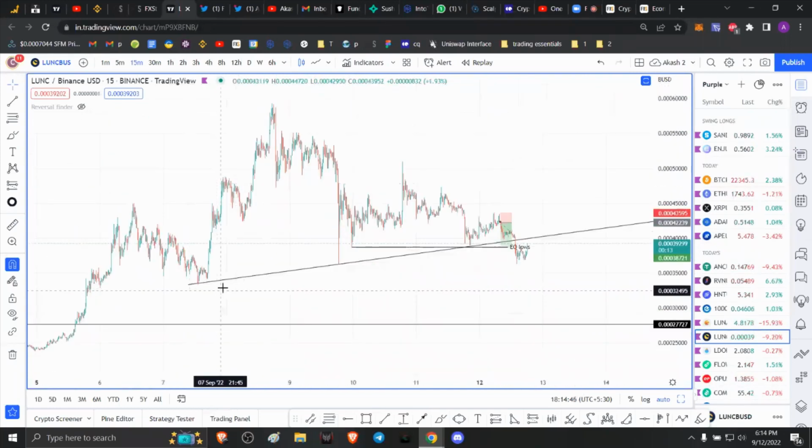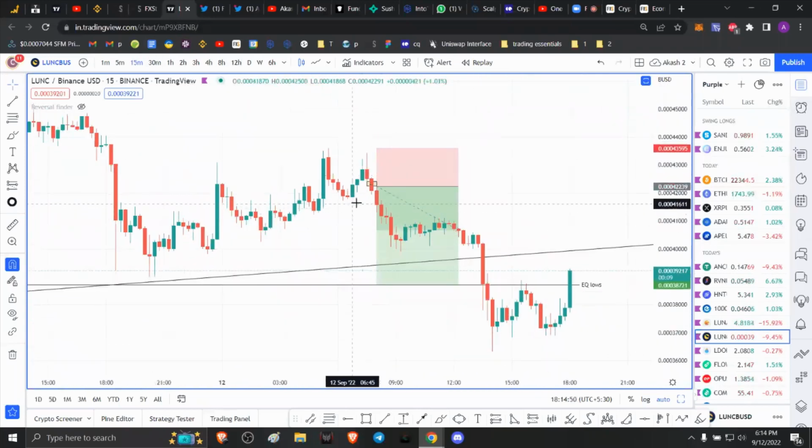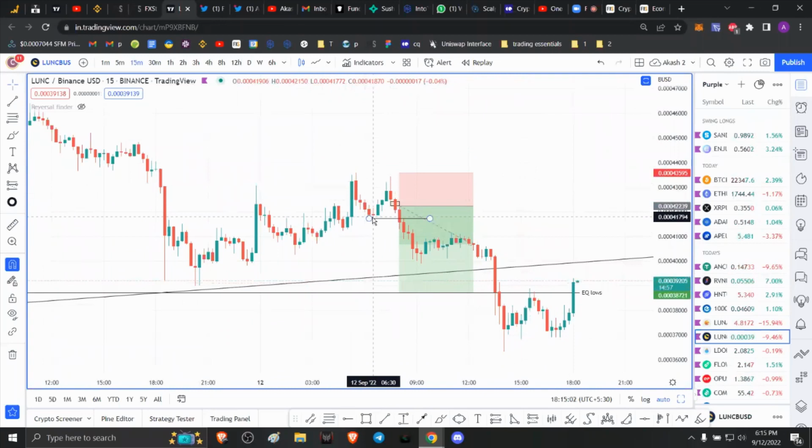Which is why I drew this uptrend, and then on the 15-minute time frame, I waited for the price to form a market structure break, which was formed here. Basically there were higher highs and higher lows, but then here Luna price formed a lower high, which was the first indication that there was going to be a reversal, and then the price created a market structure break here, basically produced a lower low.